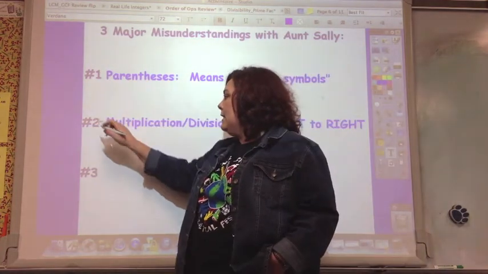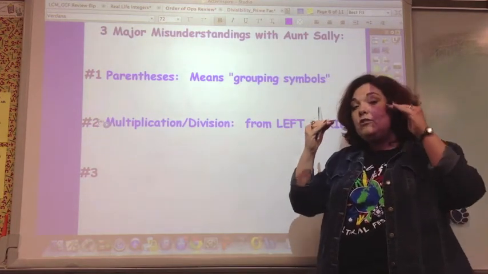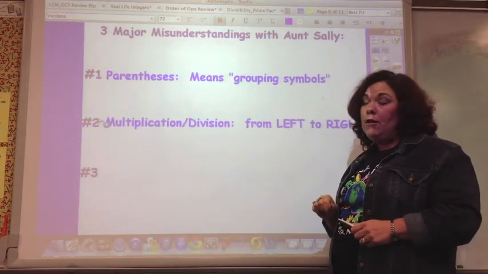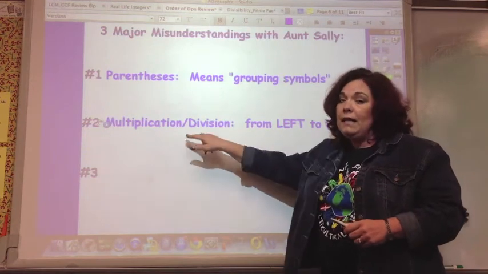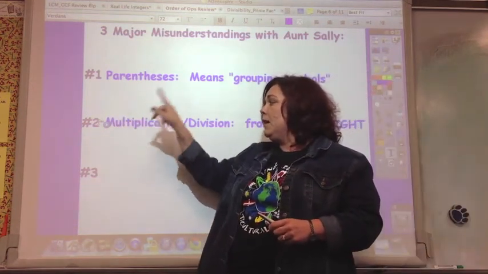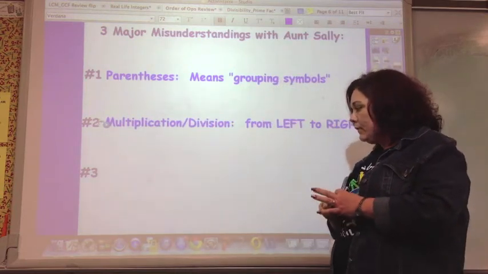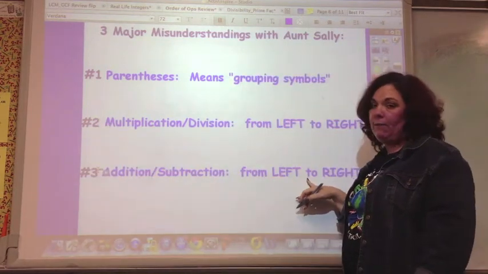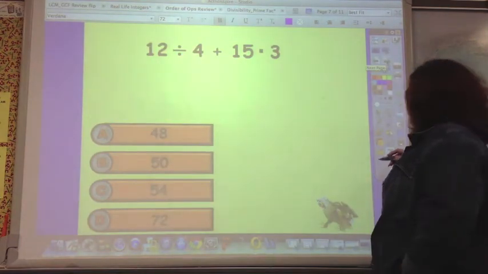The second thing is that multiplication and division are not done in the order multiplication then division. They are done from left to right in the problem. So even if you have division first and multiplication second, that's the order you do it. Even though please excuse my dear Aunt Sally says multiplication then division, you've got to do it in the order that it comes. And the same thing with addition and subtraction. It has to be from left to right. And let me show you what this looks like.